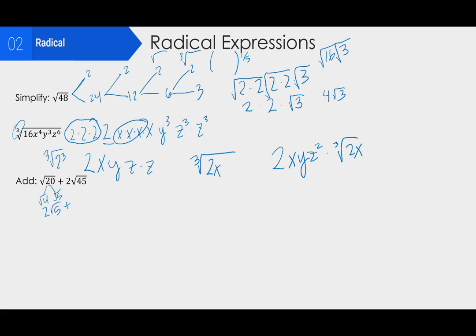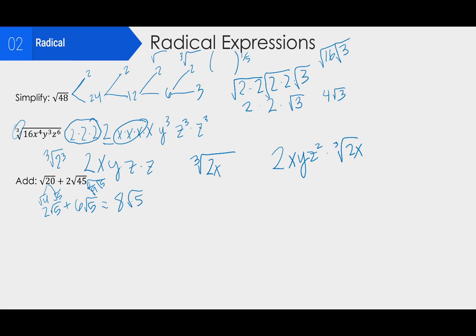And then 2 times the square root of 45. Let's see, I'm going to ignore the 2 for now. Square root of 45 is the square root of 9 times 5. Oh, so that square root of 9 is a 3. 2 times 3 is 6. And I have a root 5, so now we have like terms, and I can combine them. Just as if it were 2x plus 6x, I'm just going to add the coefficients, or the numbers in front of the radical, and keep the square root 5 inside.